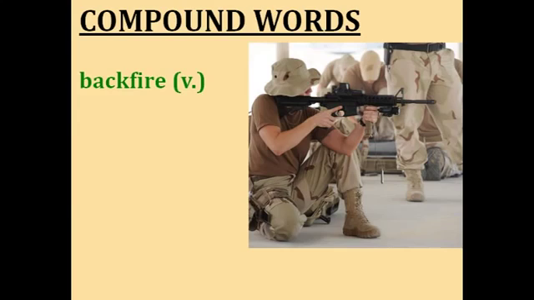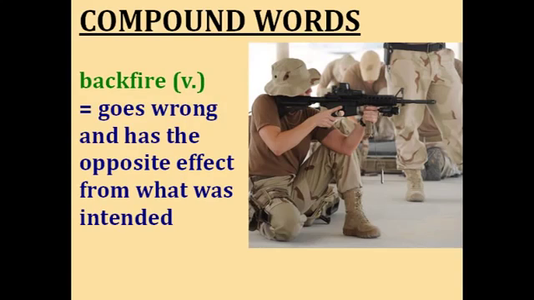Backfire. What does it mean for something to backfire? Well, imagine shooting a gun, but the bullet comes out the back instead of the front. Not good, right? If something backfires, it means it goes wrong and has the opposite effect from the one that was intended. Here's an example. Let's say a company launches a TV commercial to try to increase sales, but it turns out that the TV commercial is offensive and the company's sales decrease instead of increasing. Then you could say the commercial backfired because it had the opposite effect than the one they wanted.